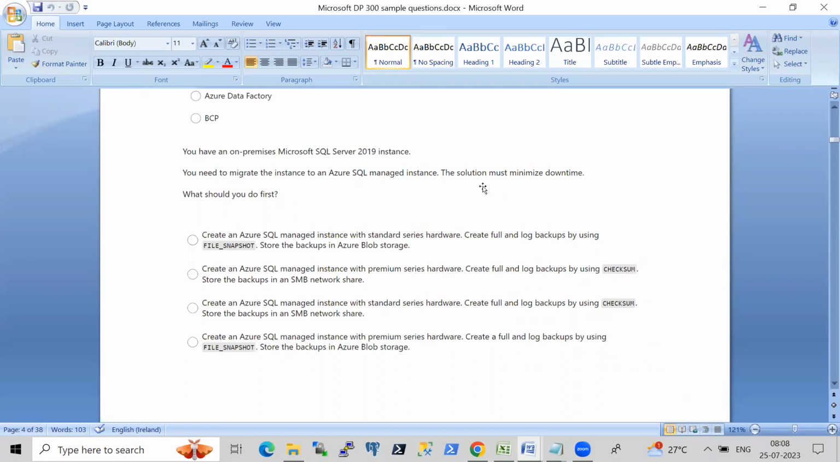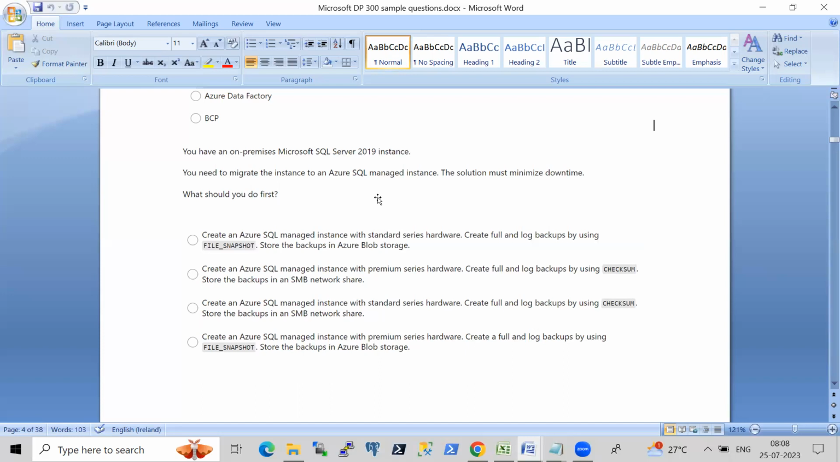The requirement is minimum downtime. The downtime should be as minimal as possible. So to get minimal downtime, I have to go with premium series because premium series provides online migration. So he's talking about DMS here. Internally, he's talking about DMS, but he is not revealing anything about DMS. So he's twisting the question.